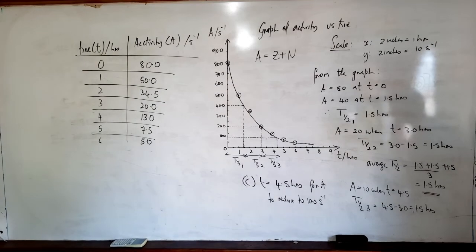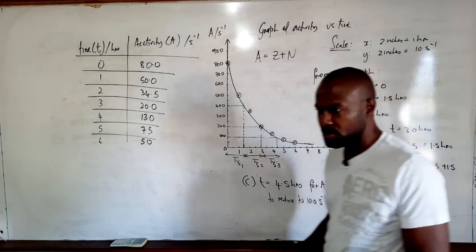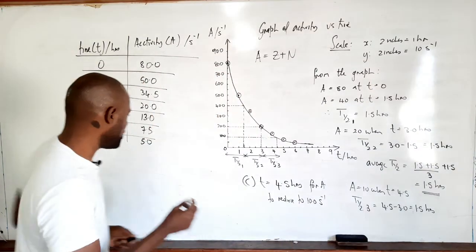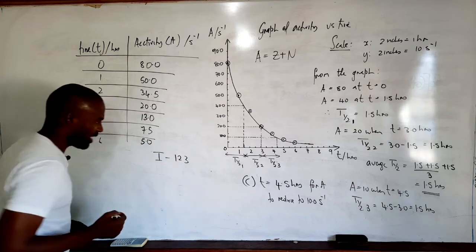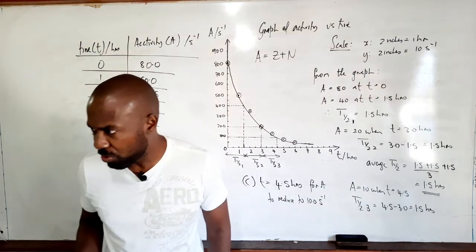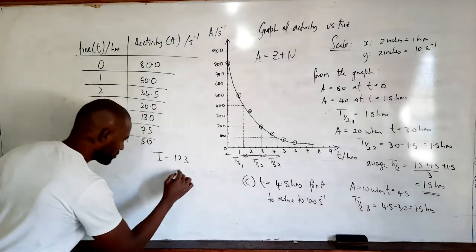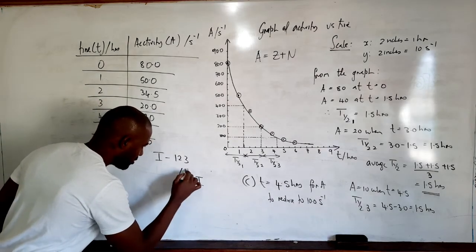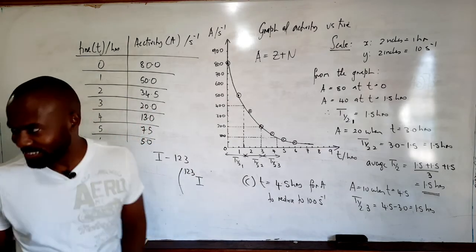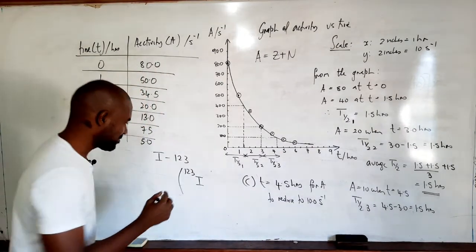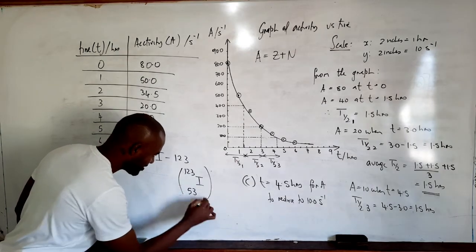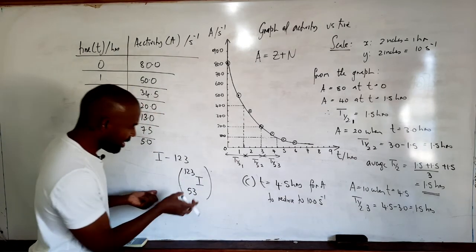And the last part of the question, F, says, in medicine, iodine 123. So I'll write that down. That is written as iodine 123. The symbol for iodine is a capital I. So I 123, and in brackets we have 123 and 53. So that is given. Iodine 123 is also written in this form.